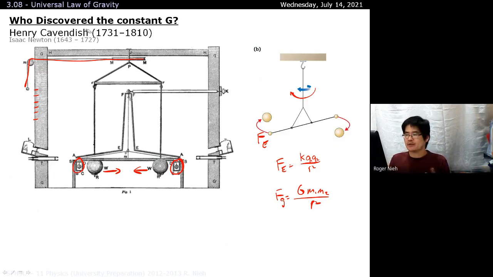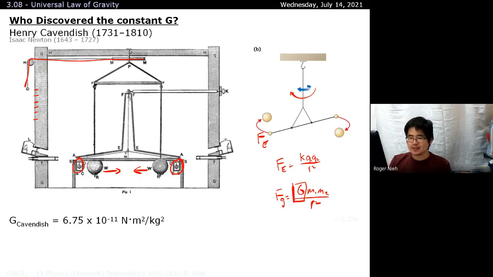If you halve the mass, the relationship would halve. And by slowly going through his experiment over and over again, he was able to isolate for this value of G. Back in his day, about 300 years ago, this is the answer that he got: 6.75 times 10 to the negative 11. Compare that with today's accepted answer.